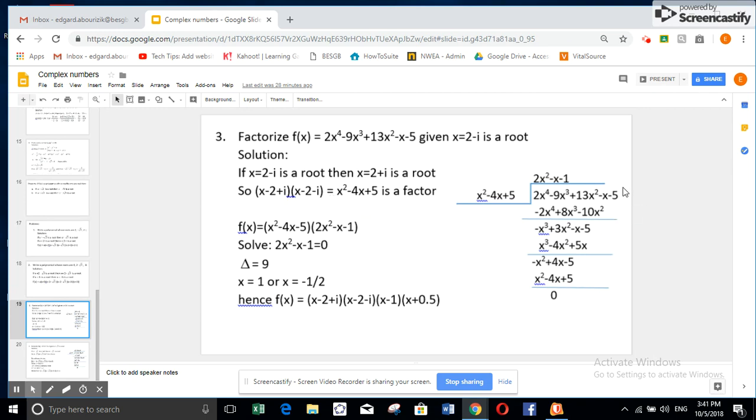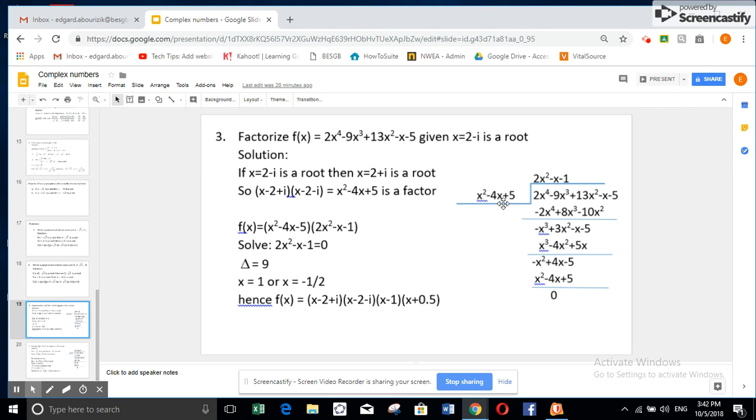So what do we do? We do ordinary division. We take this one and divide it by x squared minus 4x plus 5. 2x^4 divided by x squared is 2x squared. We multiply and you put the opposite sign. So 2x^4, opposite sign, minus 2x^4. 2x squared times minus 4x is minus 8x cubed, opposite sign 8x cubed. 2x squared times 5 is 10x squared, opposite sign. These two cancel out and we remain with minus x cubed plus 3x squared minus x minus 5.